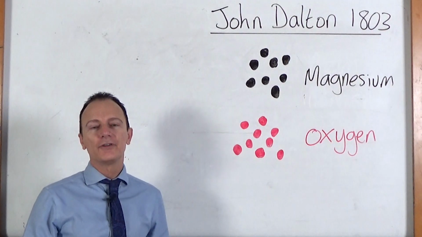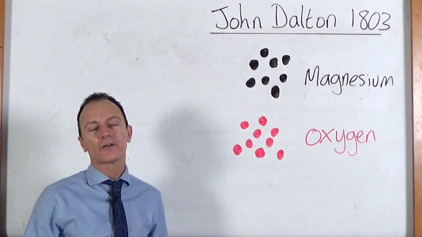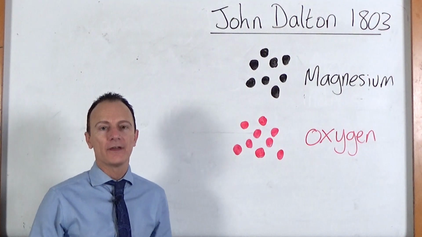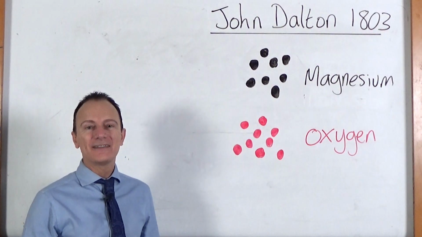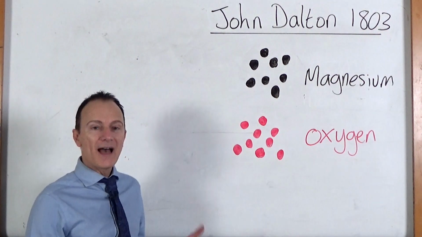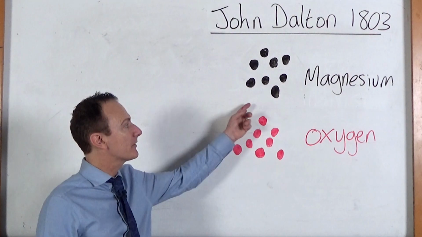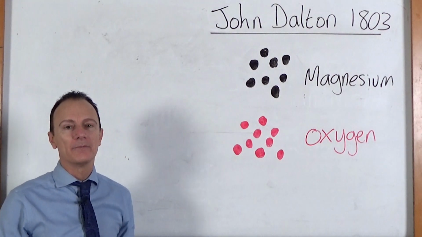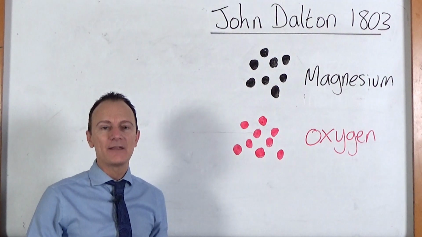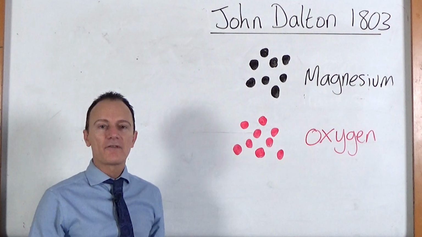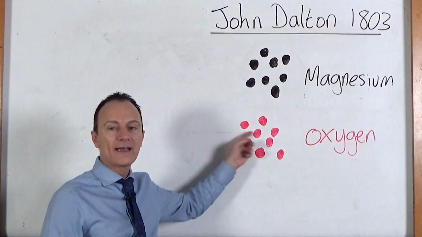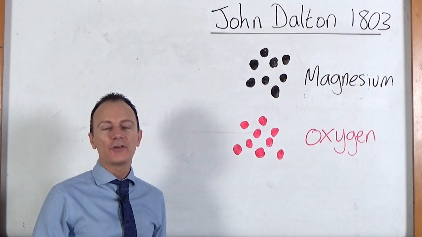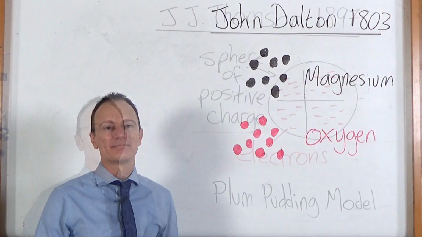In the early 1800s, John Dalton also agreed with Democritus that atoms are solid spheres. But he went a stage further and said that different elements had different types of atom. So if you had an element, you only had one type of atom, whether it's magnesium, that type of atom, or oxygen would be this type of atom. And that is still our definition of an element today. And that is that if you've got an element, you've only got one type of atom. He also said that compounds could be formed by joining different chemical elements together.